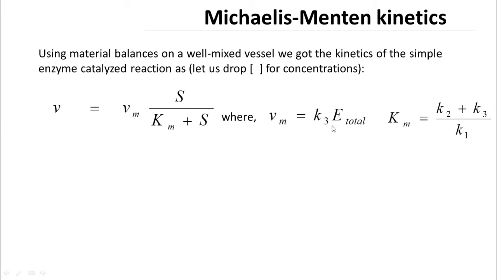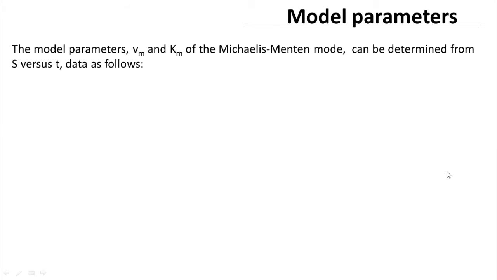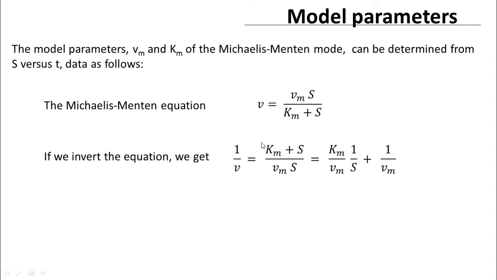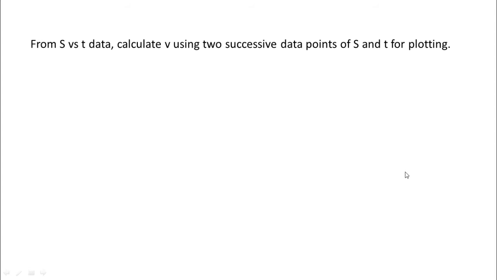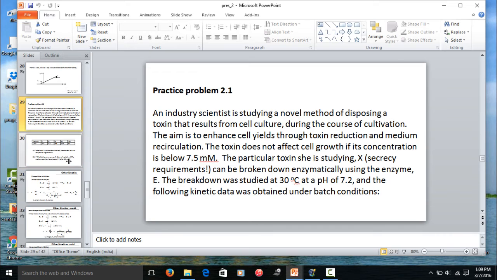And also that Vmax is k3 times E total, and Km, the Michaelis-Menten constant, is k2 plus k3 by k1. These correspond to the rate constants of individual steps in the mechanism. Enzyme plus substrate giving you enzyme substrate complex, which further gives you enzyme back and the product of interest. So this is the representation in a graph. And then we found a way to find the model parameters Vm and Km by the Lineweaver-Burk plot and the basis for that. And we also did some practice problems, 2.1.